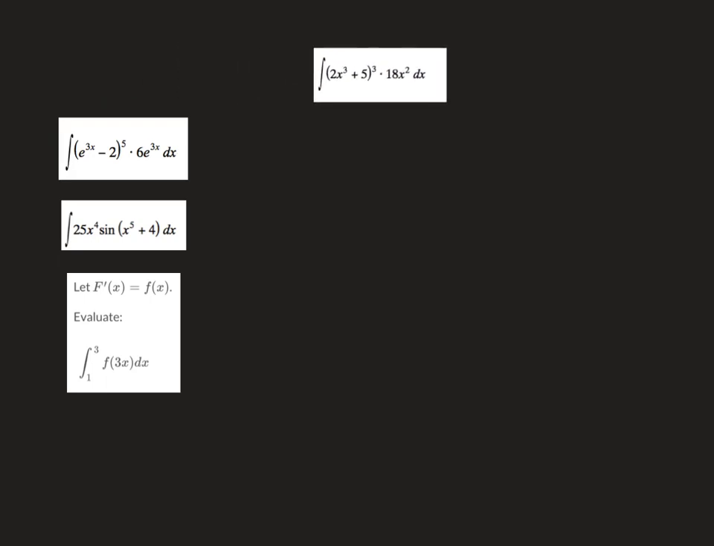So here's my first example, and what I see is a function inside of a function. What's jumping out to me is that this 2x cubed plus 5 is inside of that cubing function. And also my mind is thinking that if I do the derivative of this, it's going to be an x squared, and I see an x squared sitting out here. So that's driving my decision to let u equal 2x cubed plus 5.